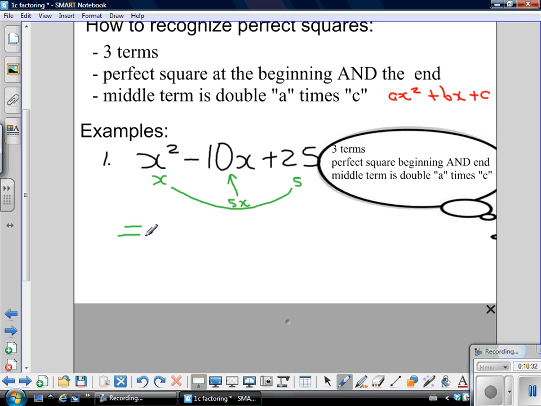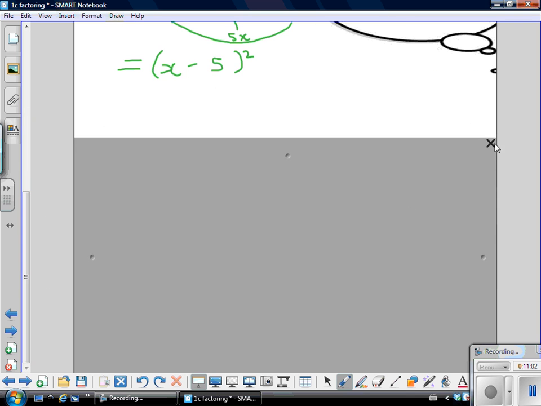So it means I have two brackets that are identical. So I'm just going to write one bracket and put a squared. I'm going to put an x in the first position, the 5 in the second. Now, to determine whether this is a positive or negative is going to depend on that b value. The b value here is minus 10, so I know that's going to be negative 5. If it said x squared plus 10x, then this would be a plus 5. Right, let's look at the next one.